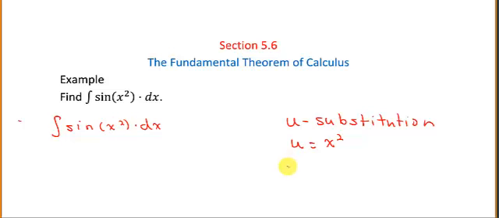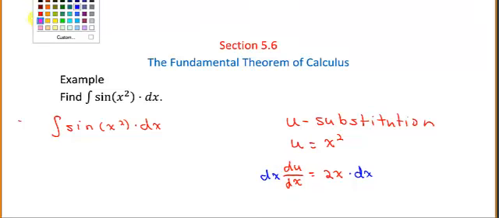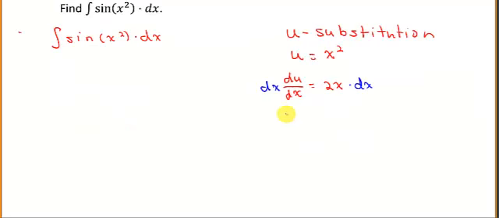In order to do that, we'll take the derivative of u with respect to x, du dx, and that would be 2x. And then I could multiply both sides of that equation by dx. And what that would give me, dx times the derivative of u with respect to x, is the differential du. So I would get du is equal to 2x times dx. And then I could solve for dx by dividing both sides by 2x.